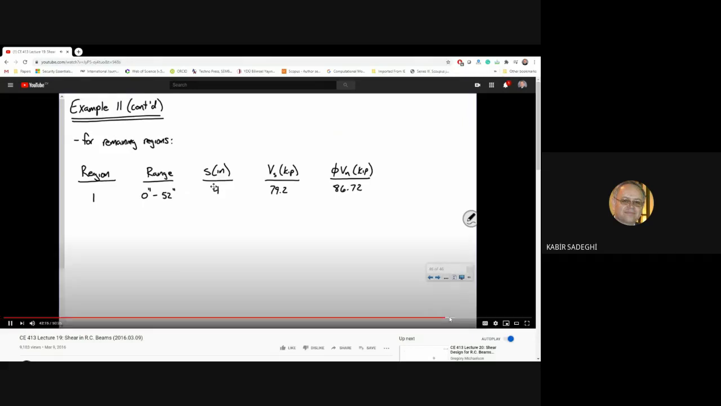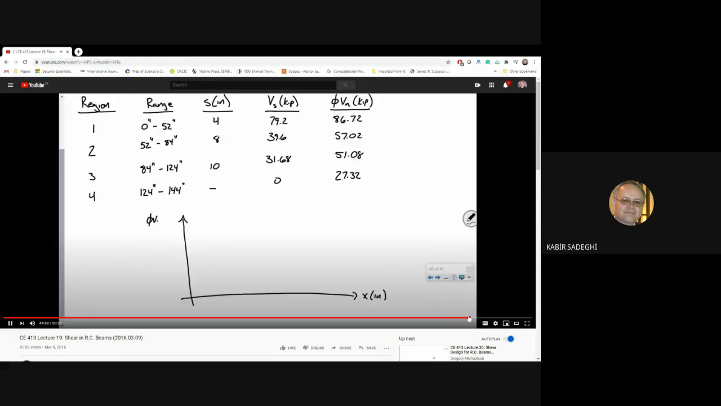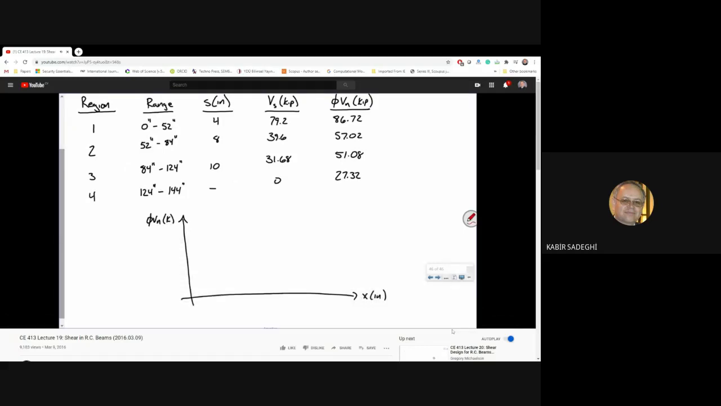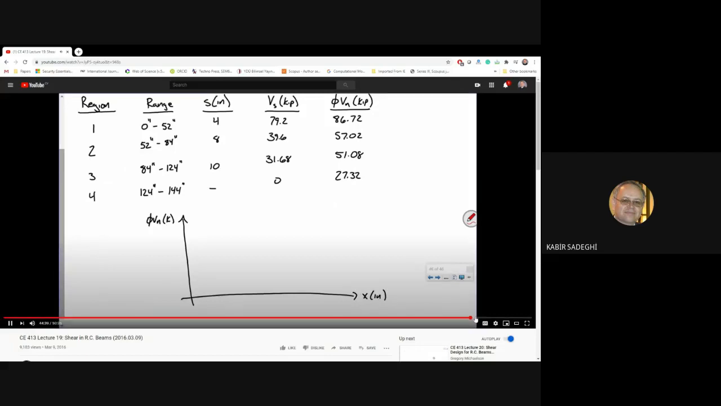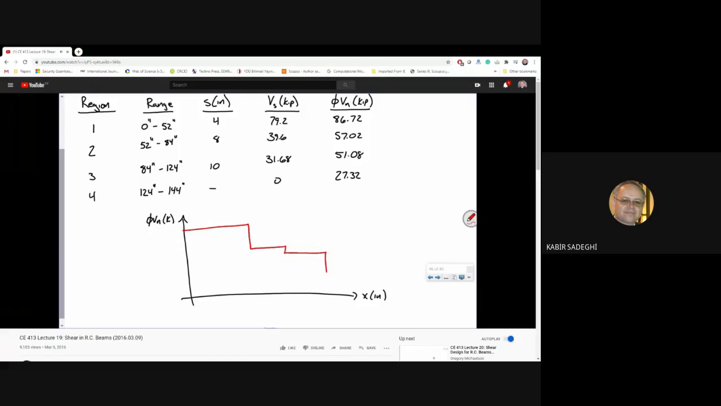Now, I'm going to go ahead and do region 2. However, I want you to tell me. For region 2, consider S equals 8. Region number 3. Tell me what to put. Sure, for region 3, S more, 10 inches. For region 4, you would see a line. It would kind of be like a big stair step. From 0 to 52, I'd have a value. Then 52 to 84, I'd have a value. From 84 to 124, I'd have a value. And then a value. You see shear from the support to the center. We reduce the VU and increase the spacing.